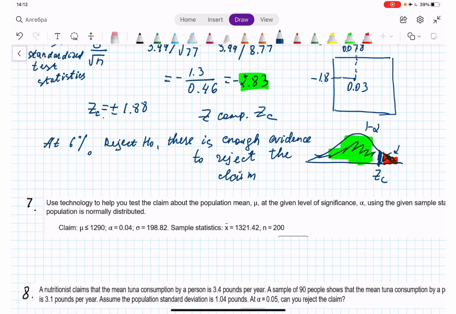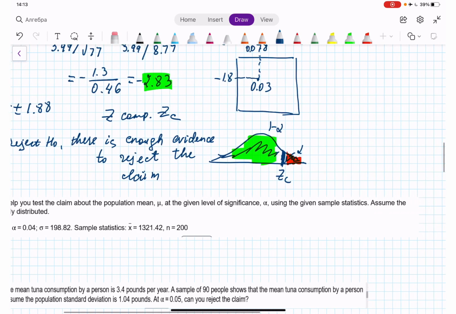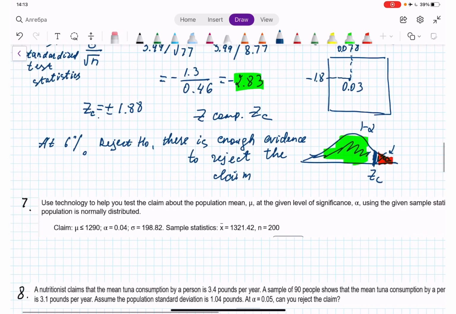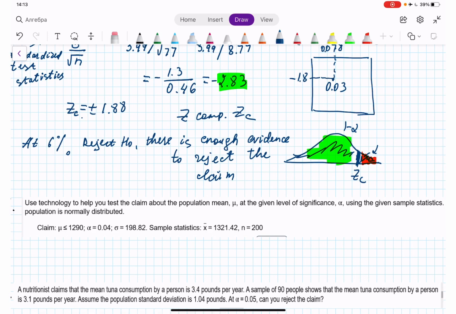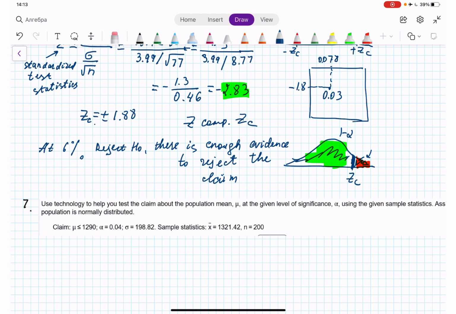Use technology to help you test the claim about population mean at the given level of significance alpha using the given sample statistics. Assume population is normally distributed. Okay, we have mu is less than 1290. So that is, to my understanding, going to be the null hypothesis because the equal sign is involved. Alternative one is going to be greater than.